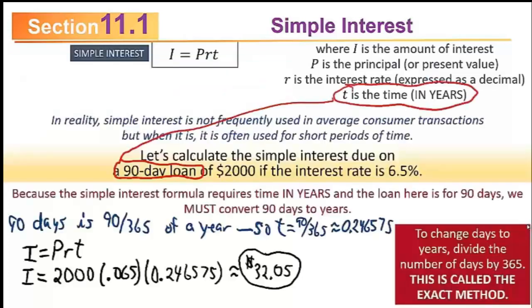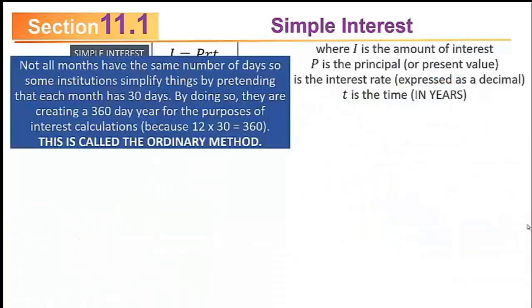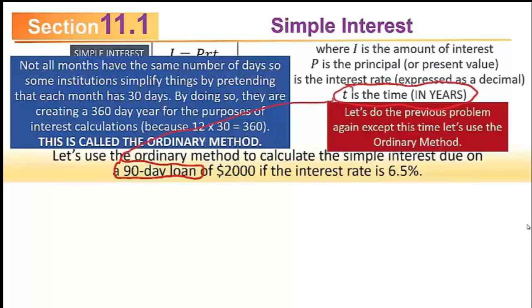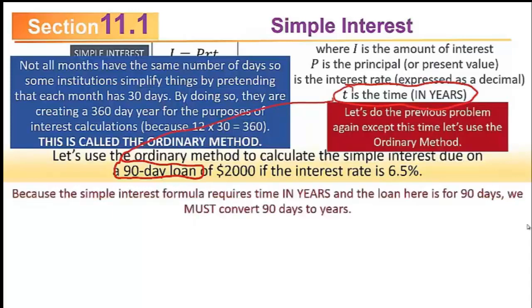So if you go back to the previous problem, the exact method uses the exact number of days in a year, which is 365. The ordinary method pretends there are only 360 days in a year and uses 360 instead of 365. The calculation is exactly the same. The only difference is converting 90 days, I divide by 360 instead of 365. So ordinary method, divide by 360; exact method, divide by 365.